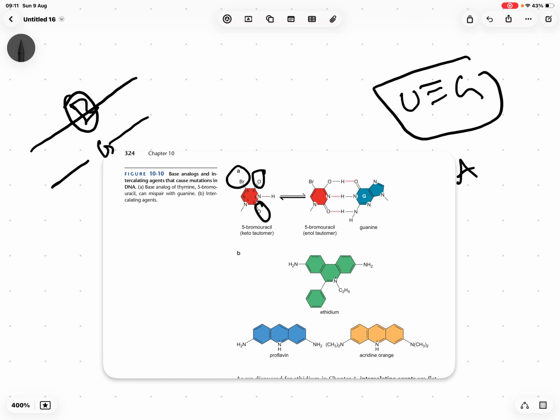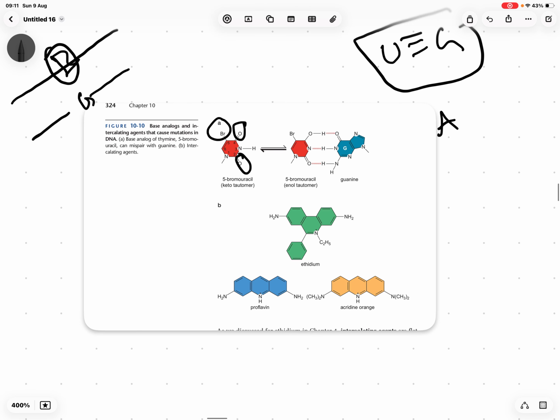So this type of agent also causes a change in the DNA sequence. Usually this particular type of base analog is not present in the cell naturally. These analogs are used to study mutations in organisms. To study mutations, the DNA must undergo a change in its sequence, so to create such changes in the DNA sequence, this type of base analog is used.